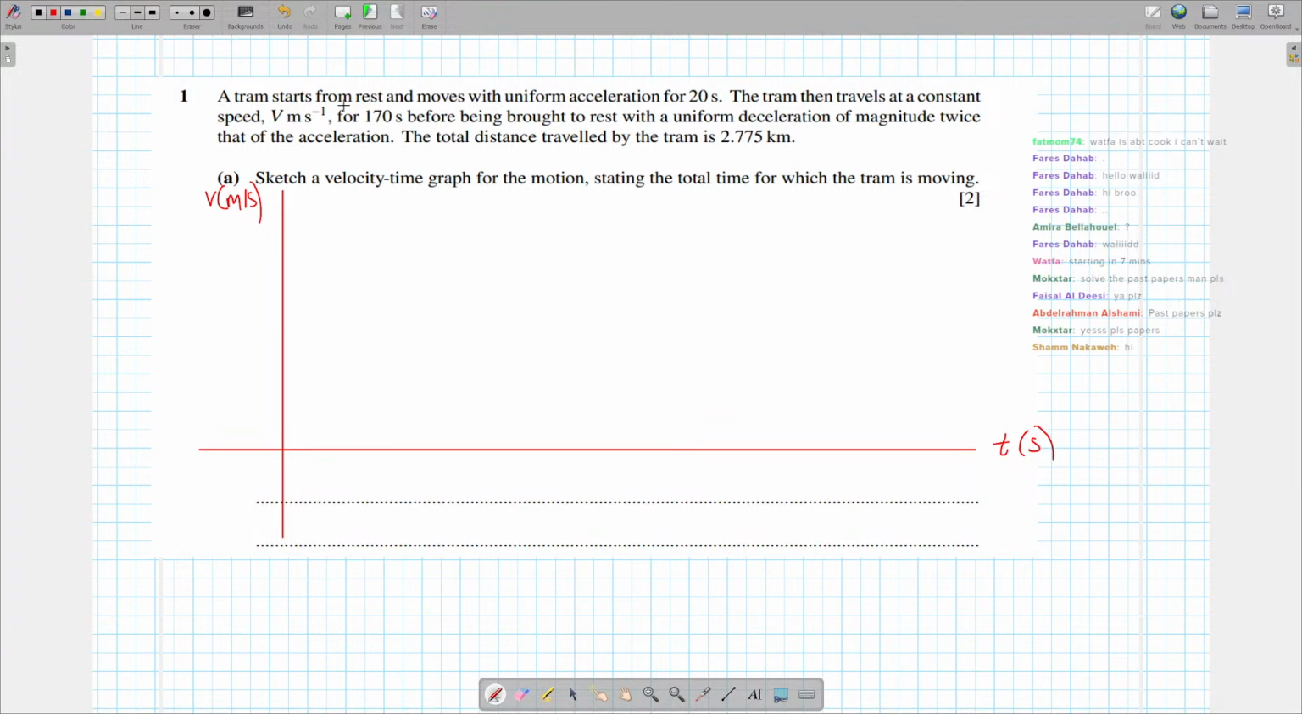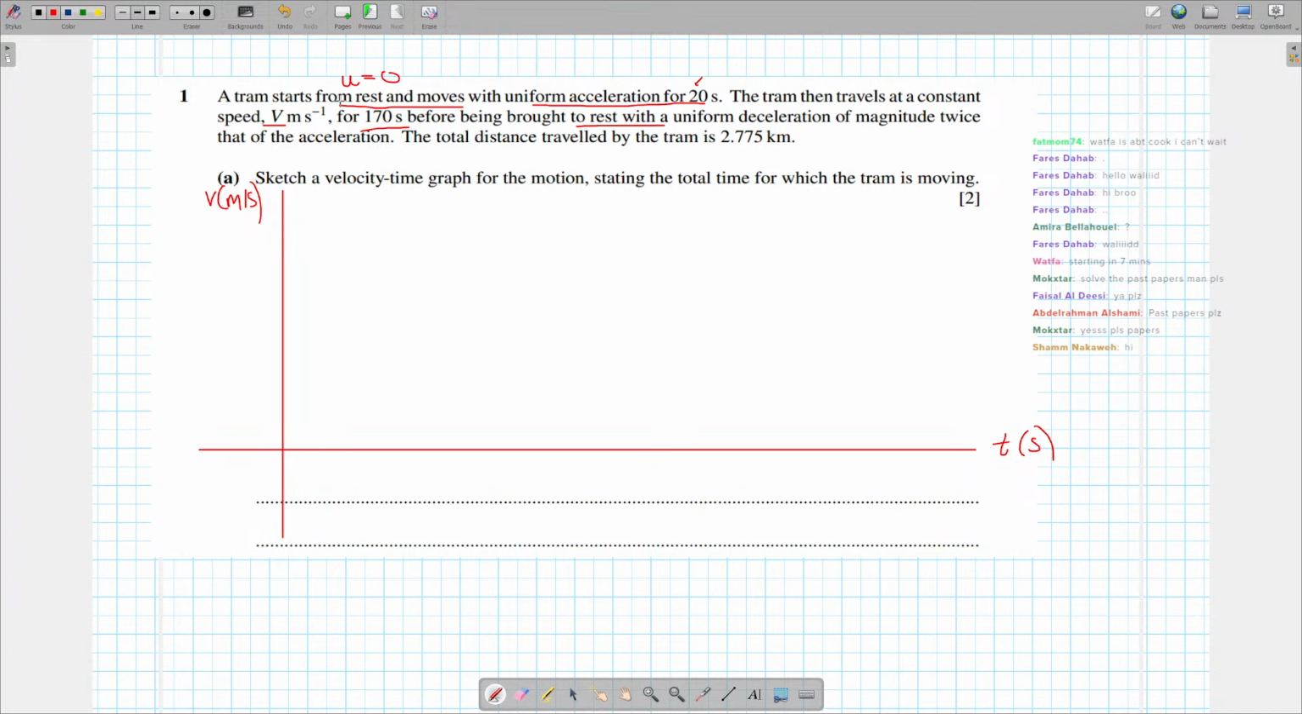We know that this tram starts from rest and moves with a uniform acceleration for 20 seconds. So it starts from rest, the initial velocity u is 0, and it accelerated for the first 20 seconds. After 20 seconds, it travels at a constant speed v for 170 more seconds, and then it starts decelerating until rest with a magnitude twice that of the acceleration. Let's start our sheet with the first phase.